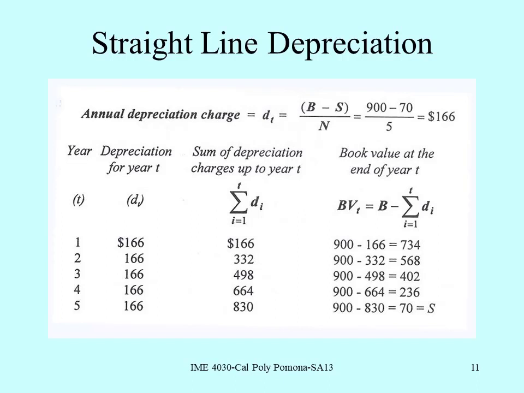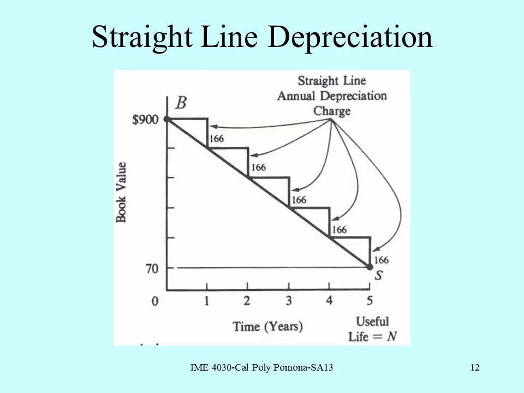And if you go to slide number 12, you see a graph, and the graph shows that the original book value of the equipment, $900, is reduced every year by the amount you depreciate, $166, and so the book value goes down each year until it gets down to $70. And so this is a typical straight line depreciation type scenario. So let's go to slide number 13.